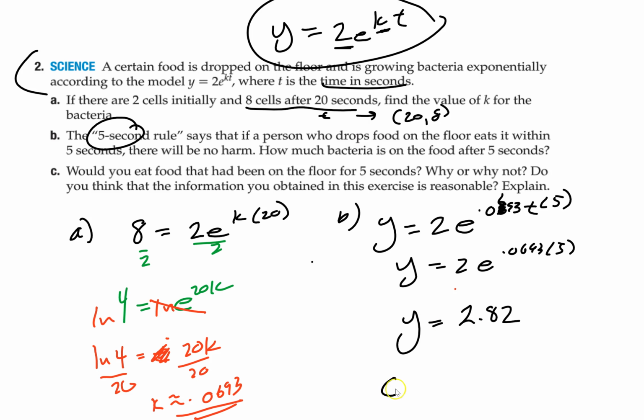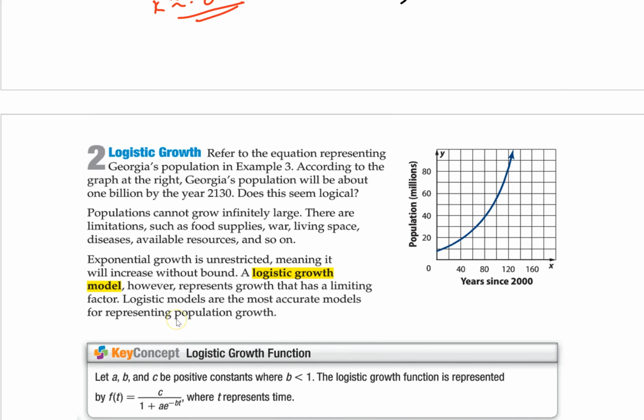And then C says, would you eat food that's been on the floor for 5 seconds? Why or why not? Based on this, it's not that much more bacteria, but again, that's kind of weird. It's kind of personal preference. Is this exercise reasonable? Probably not. There's lots of different types of food. How dirty is the floor? How much bacteria? Lots of reasons. Anyways, let's move on. Logistic growth.